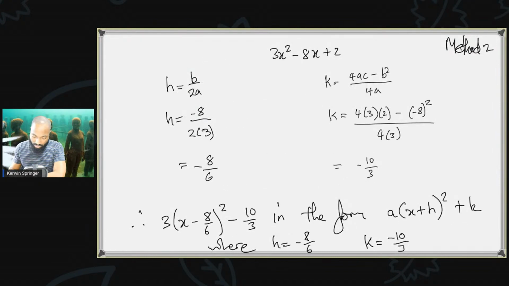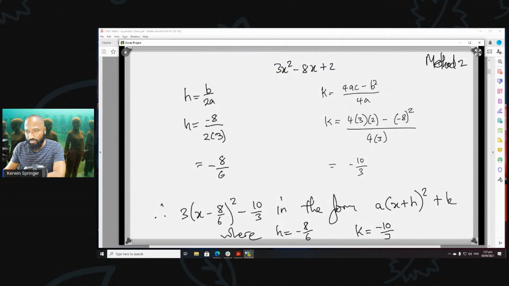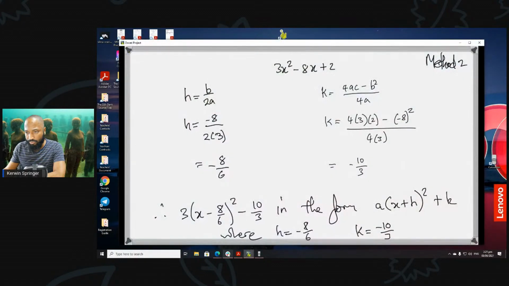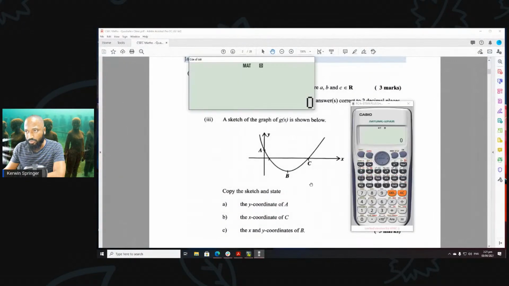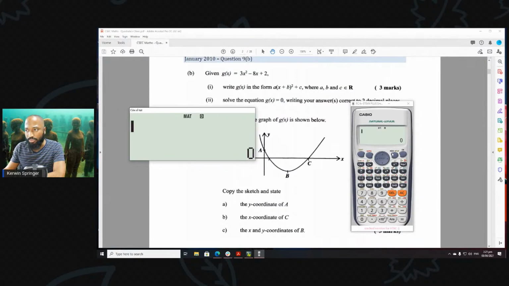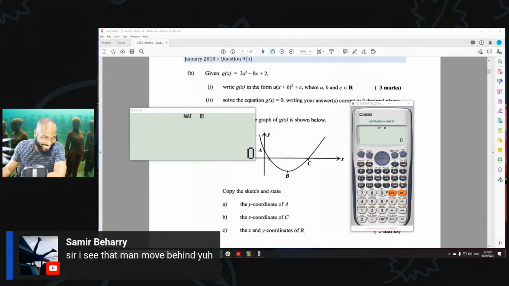Right. Now we're on the calculator method. You come back up. This is the one we tried to complete the square for. So I'll let this disappear there, but come back up.